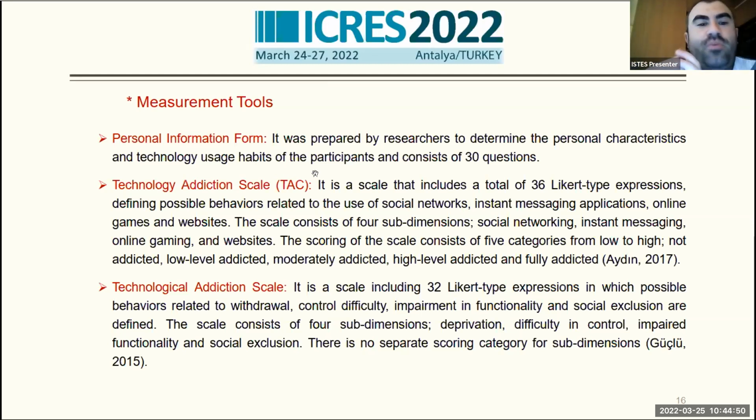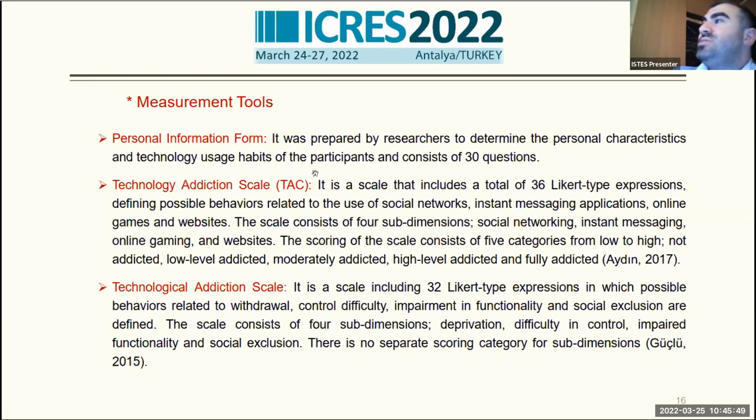And there are basically two measurement tools. Of course, a personal information form, but the important one is the technology addiction scale, with Likert type expressions and 4 sub-dimensions: social networking, instant messaging, online gaming, and websites. It has 5 categories from low to high: not addicted, low level addicted, moderately addicted, high level addicted, and fully addicted. Between 0 and 6, this is the scale. If you have, for example, 5 points from the scale, that means you are not addicted. But if you have, for example, 45 points, that means you are fully addicted on technology, and also sub-dimensions, of course.